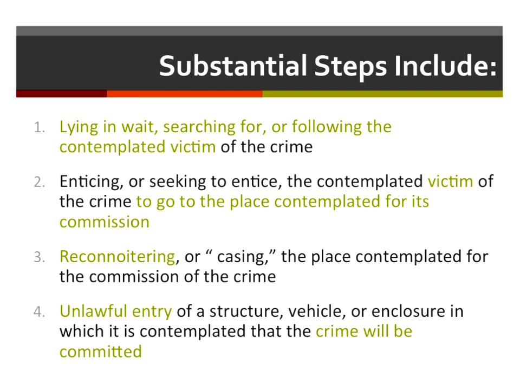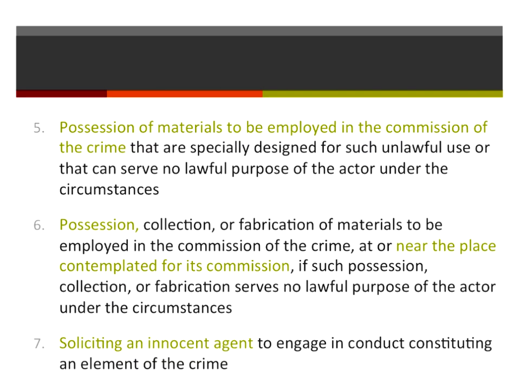So these include lying in wait, enticing or seeking to entice your victim to go to the place that you are going to commit the crime, reconnoitering, which means casing, unlawful entry of a vehicle or structure where you will commit the crime, possession of materials to be employed in the commission of the crime, possession, collection, fabrication of materials that you will use in committing the crime, and they're near the place where you have contemplated committing the crime, soliciting an innocent agent to engage in conduct constituting an element of the crime.